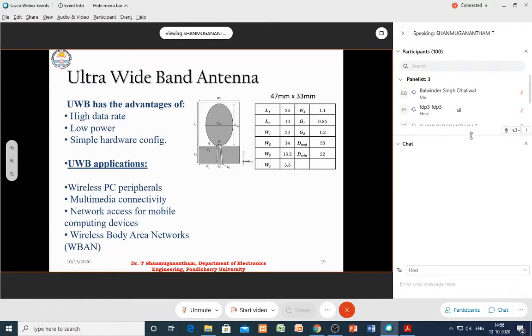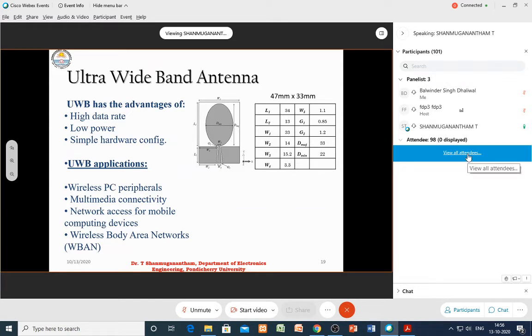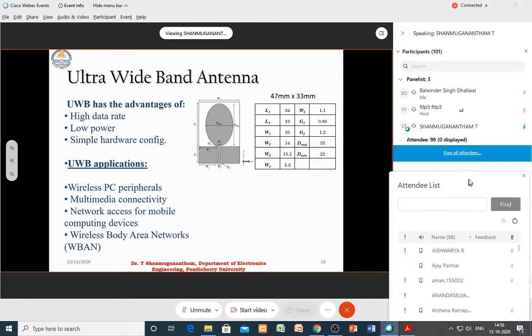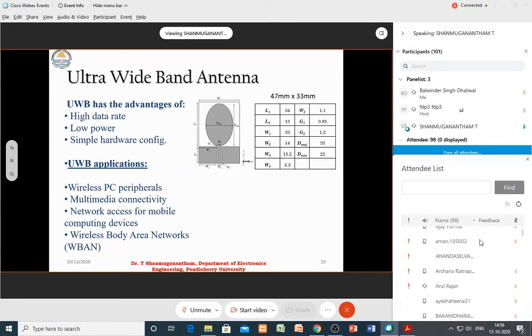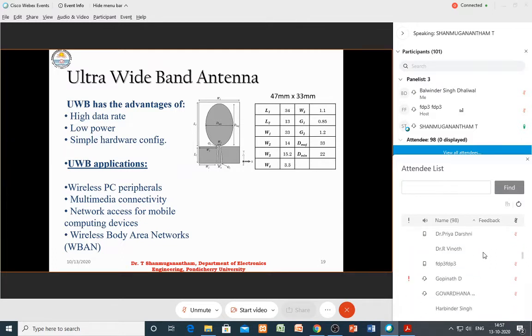Another example uses the ultra wide band frequency band, applicable particularly for wireless body area networks and biomedical applications. The advantages of UWB are that it is useful for high data rate applications, has low power consumption compared to others, and needs simple hardware configuration. A simple tapered monopole antenna was designed, with dimensions of 47 millimeter by 37 millimeter.